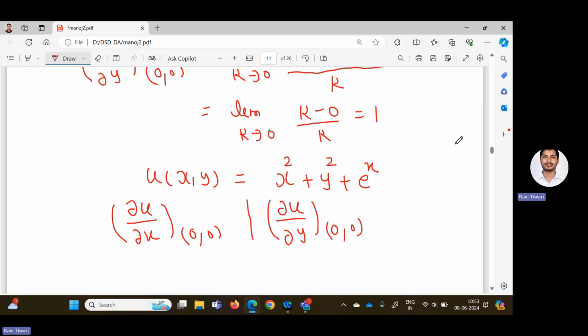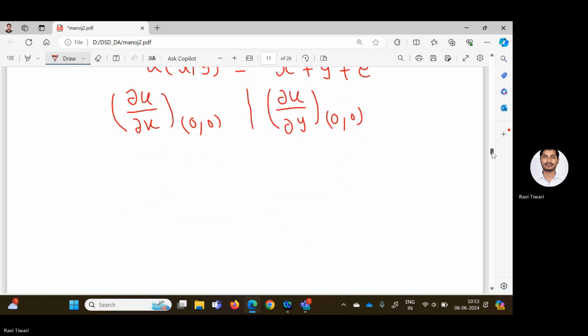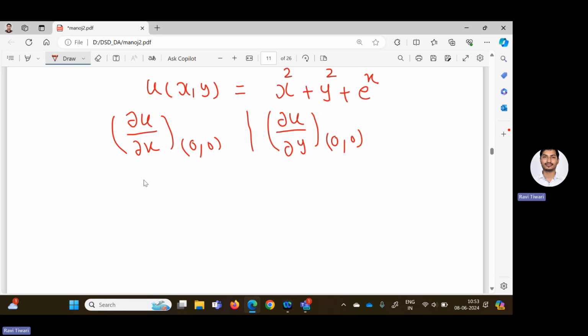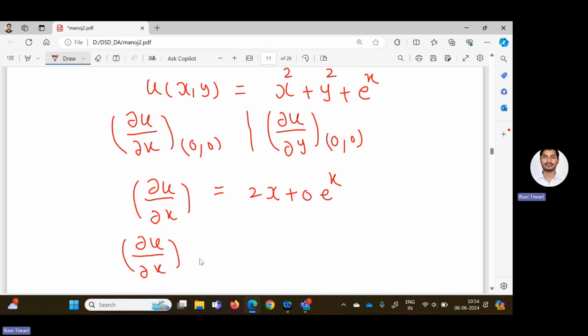So what you will get? Dou u by dou x. Simply you can differentiate. What will be dou u by dou x? Differentiation of x square we know is 2x. Differentiation of y square with respect to x is 0. Differentiation of e power x is e power x. So dou u by dou x at 0 comma 0 is equal to 2 into 0, since x is 0, plus e power 0, so you will get here 1.